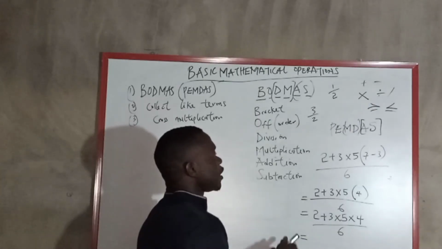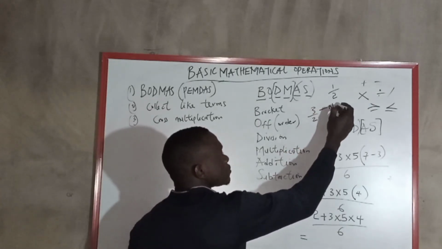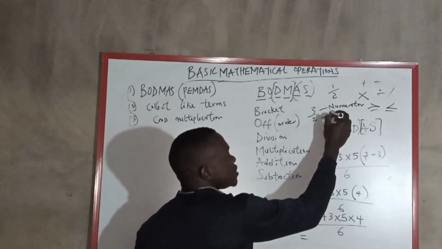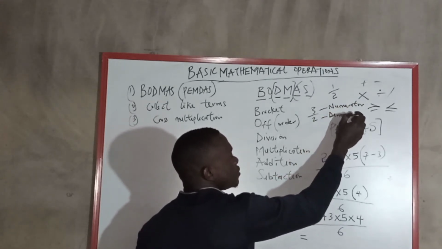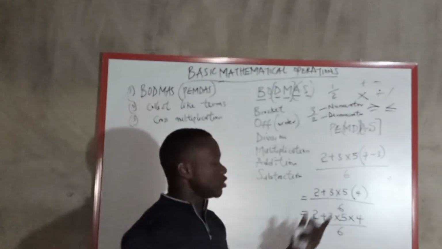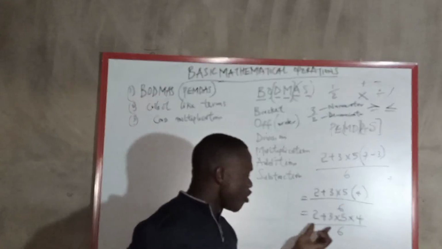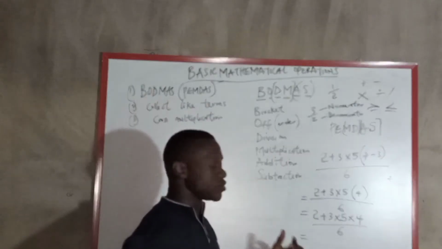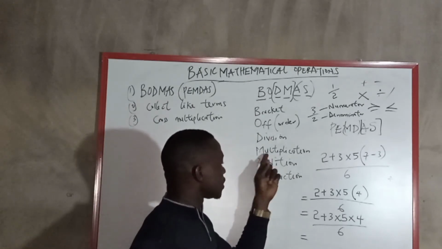Now the top of the fraction is called the numerator, while the bottom is called the denominator. That's what they are called. So anytime I mention numerator or denominator, you should be able to understand what I mean. This over sign is just separating numerator and denominator. It is not division in Bodmas. So we just consider the next one, multiplication.